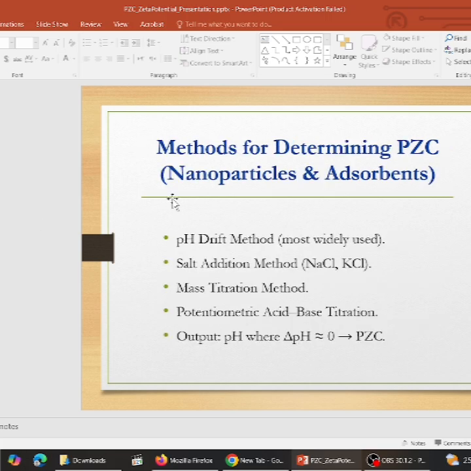Now, the methods for determining the point of zero charge for nanoparticles and adsorbents are the drift method and the salt addition method, where we prefer to use NaCl or KCl. There is a reason why we prefer NaCl or KCl: they are stable and also neutral in nature. Then there are the mass titration method and the potentiometric acid-base titration, where the pH at which delta pH equals 0 is the point of zero charge.